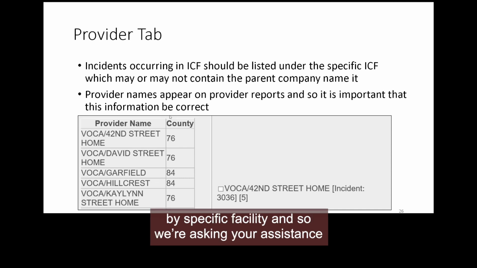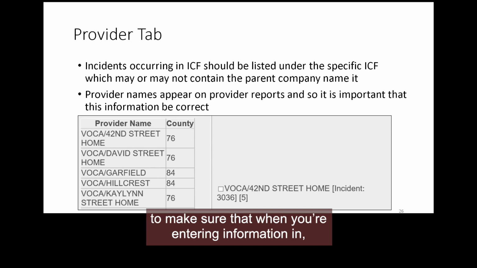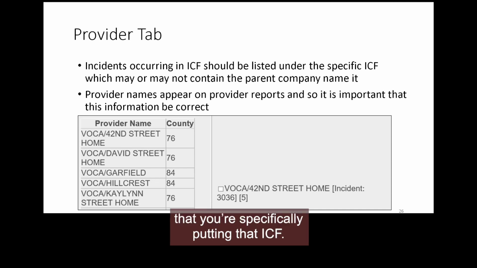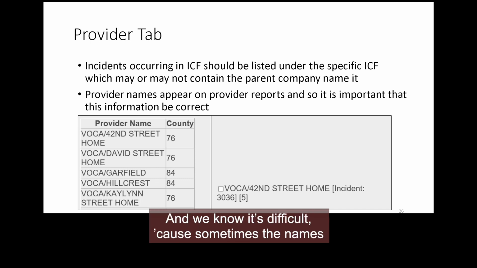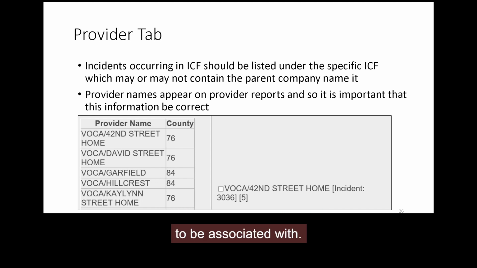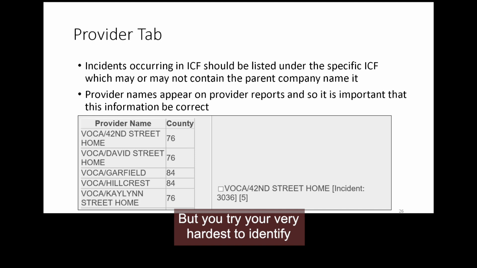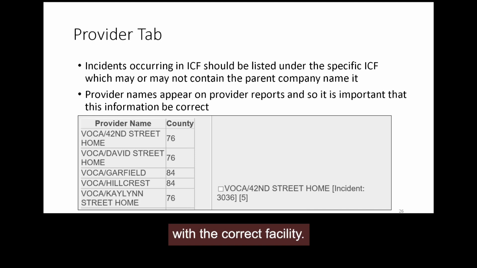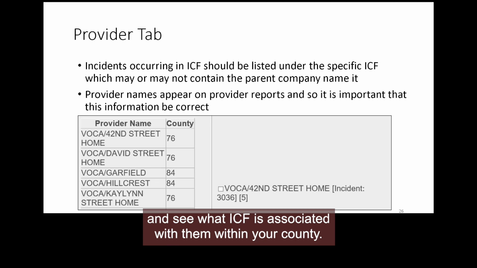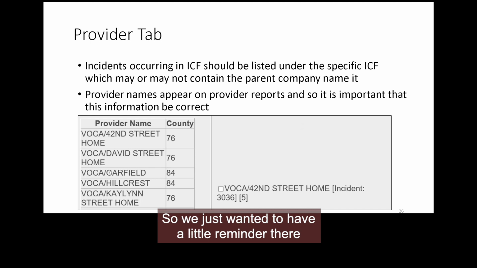And so we're asking your assistance to make sure that when you're entering information in, especially when it's an ICF, that you're specifically putting that ICF. And we know it's difficult because sometimes the names might be by the street name. It may be something completely different than what you know it to be associated with. But you try your very hardest to identify it with the correct facility. And if you're having issues finding it, and we know that happens as well, please don't hesitate to call us. Oftentimes we can look at a database and see who the parent company is and see what ICF is associated with them within your county. So we just wanted to have a little reminder there about making sure that that information is correct.